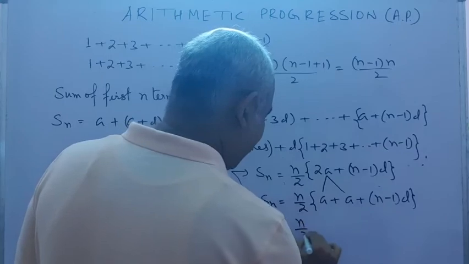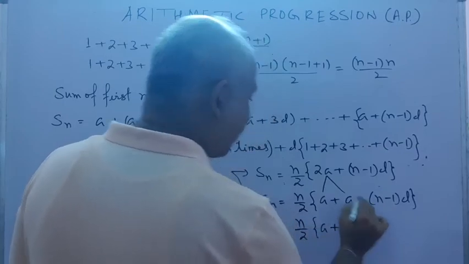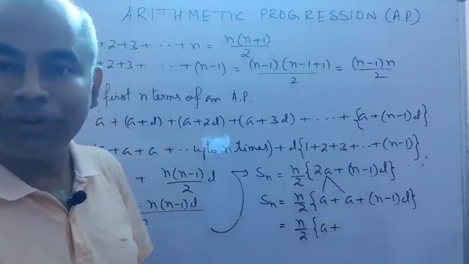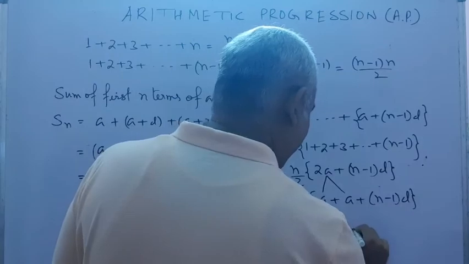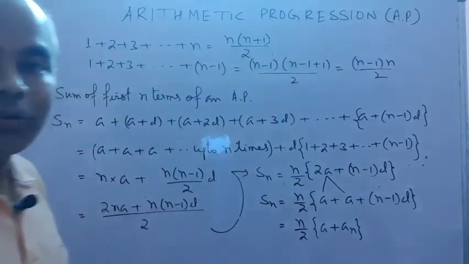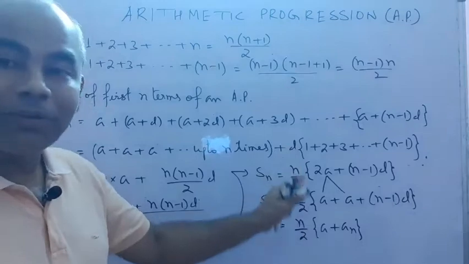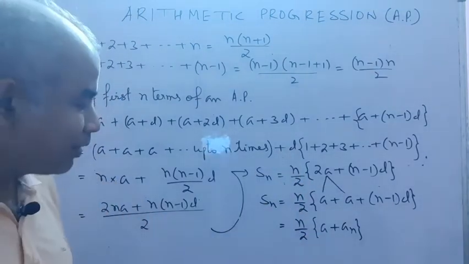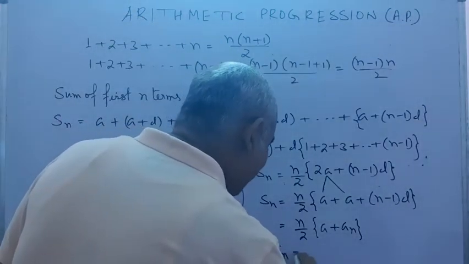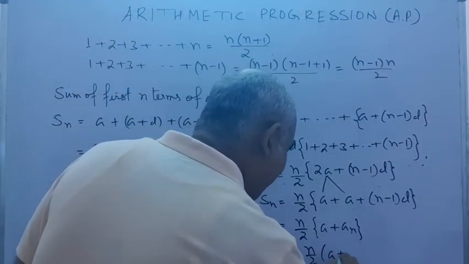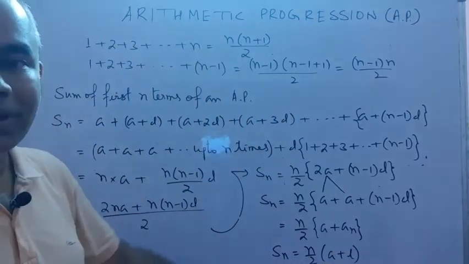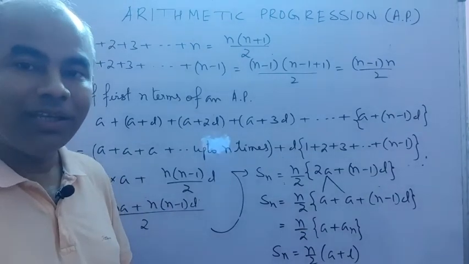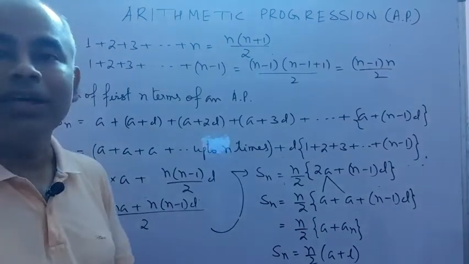Or n by 2 into a. And what is a plus n minus 1 d? It is the nth term, an. So Sn can be written as n by 2 into a plus an. And if there are a total of n terms, of course the nth term will be the last term, an is the last term. So Sn is also written as n by 2 into a plus l, where l means the last term, the nth term.